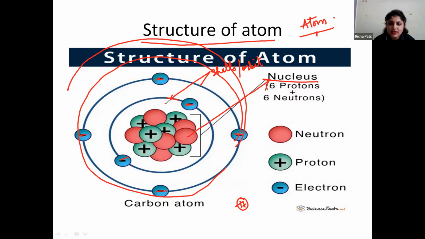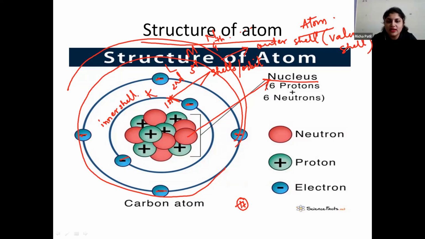This is called the first shell, this the second shell, this the third shell, and this the fourth shell. They are also named the K shell, L shell, M shell, N shell, and so on. The shell next to the nucleus is called the inner shell. The last shell that is present is called the outer shell, or the valence shell.